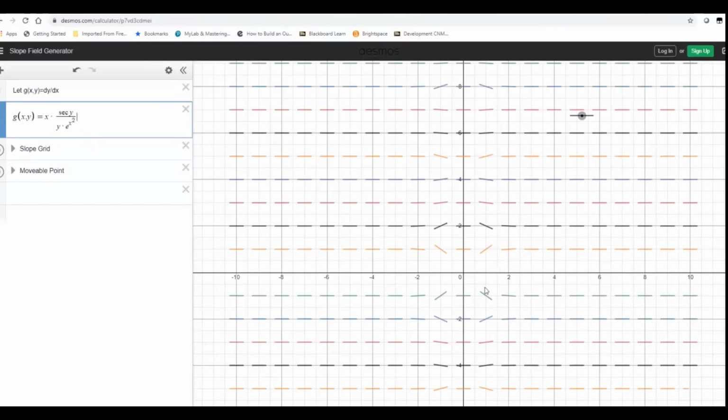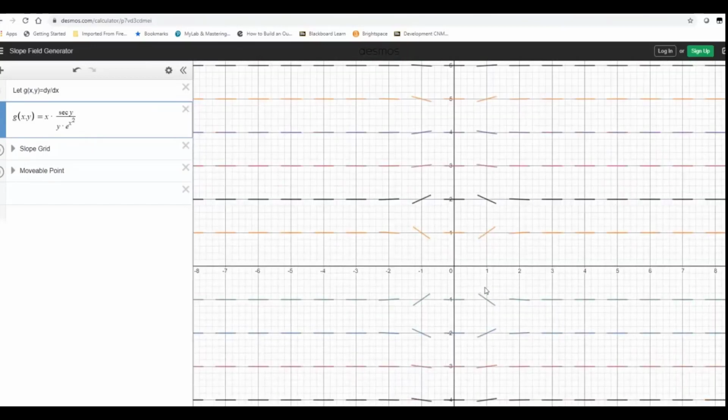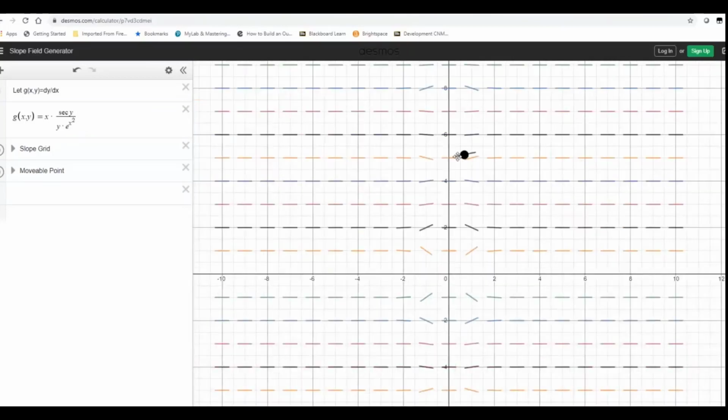Actually, it's not as bad as I thought it would be. It's just kind of a bunch of mostly horizontal lines. See how that one works? So the solution curves here would probably not be that interesting. In fact, any solution curve would probably just be a horizontal line that has a little bit of a dip right there. Oh, I guess it would actually turn around right there.